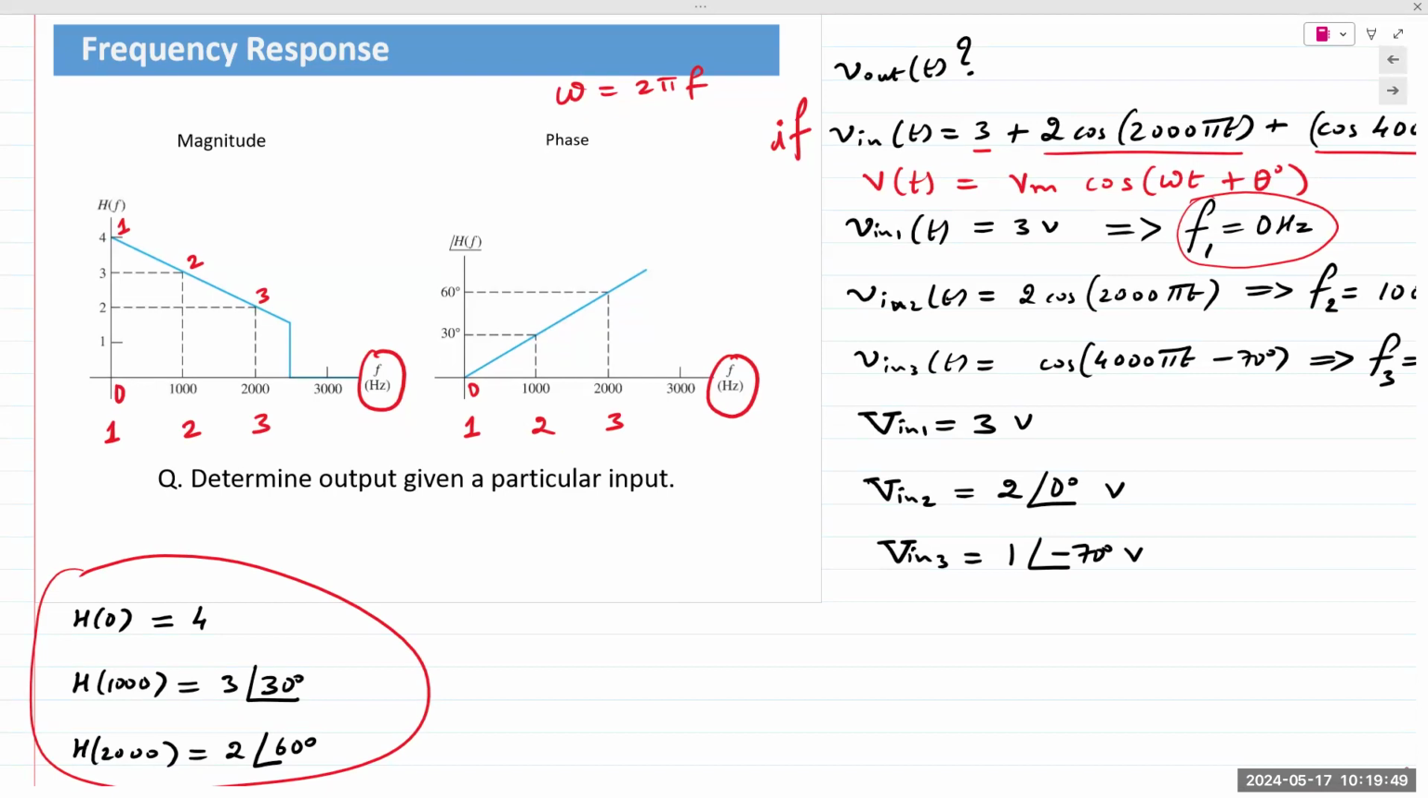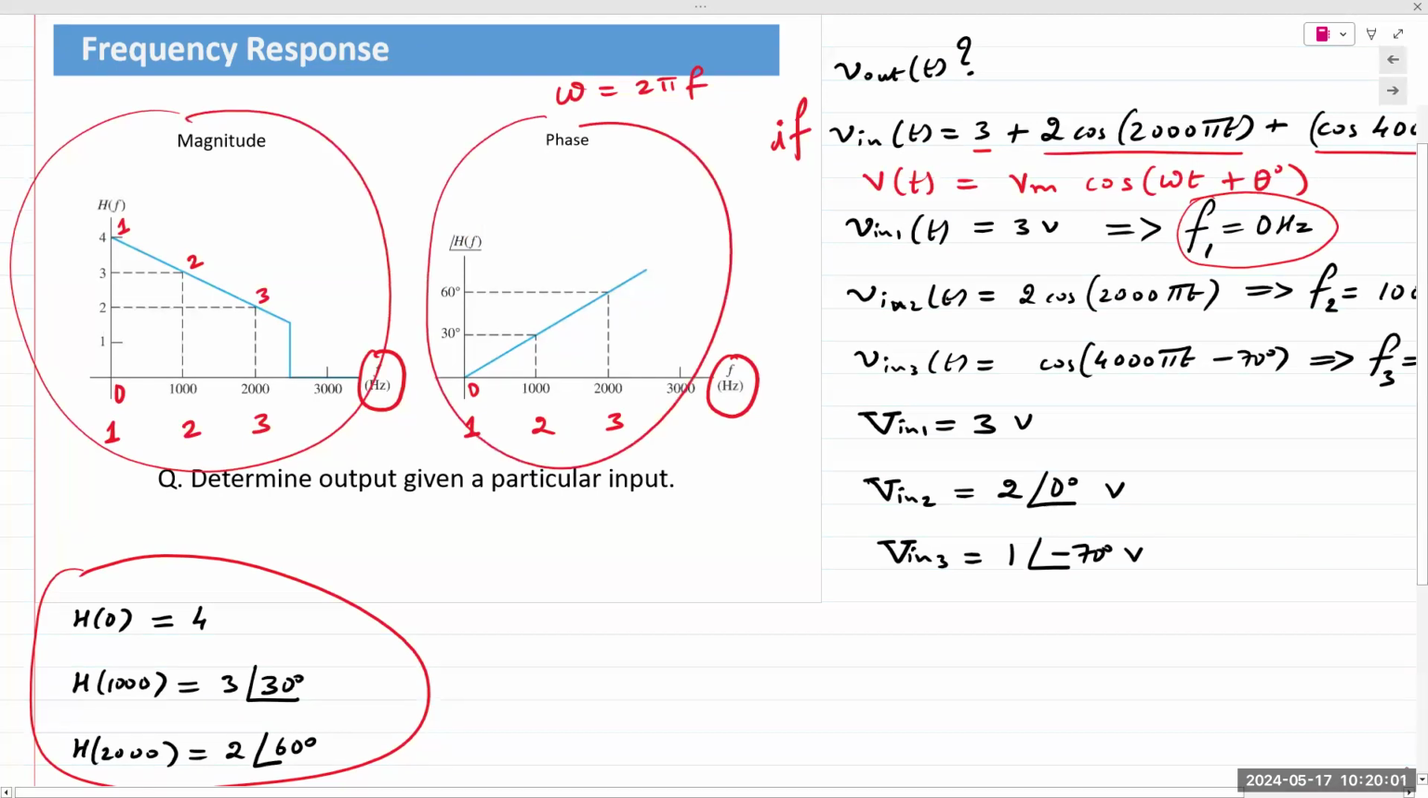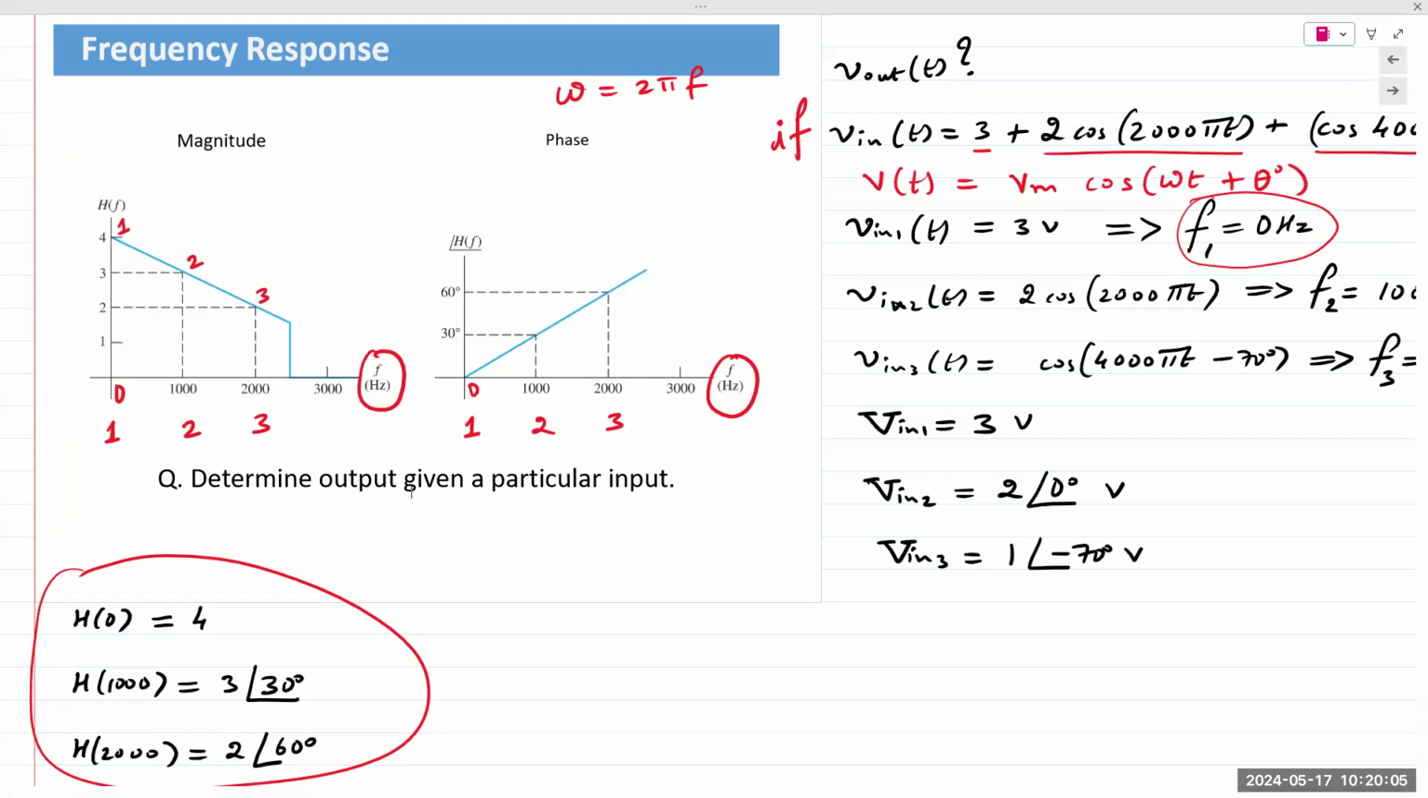Yes. So the question being asked is where? So left side is the magnitude, right side is the phase. So you're obtaining the values from those two charts. H of 0, of course, angle is 0, no change in the phase. Only the magnitude is changing.